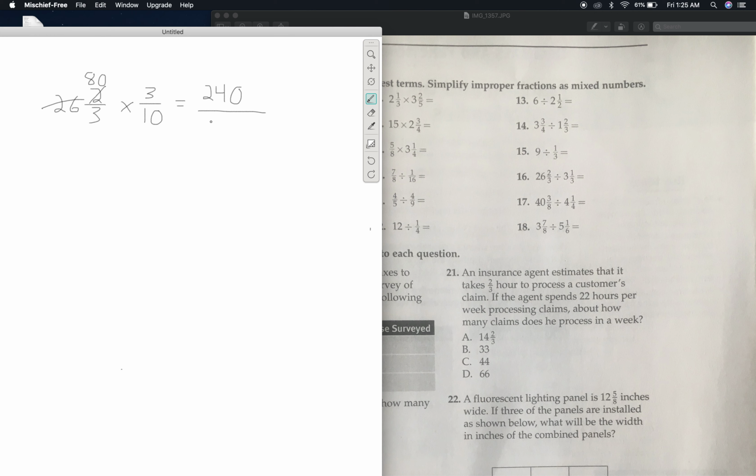You know what, guys? Sorry. Let's cancel first. So we know that otherwise we would have to do 30 goes into 240, and that would be a little bit of a pain. So we know that these are both 3's, so they both go into each other.